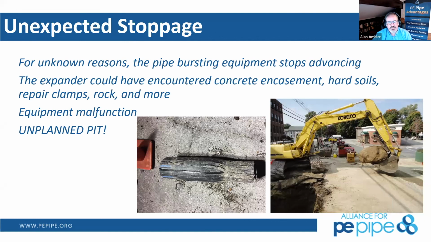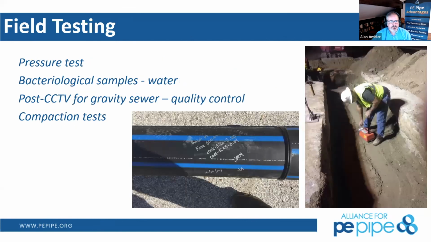So what you'll see here on the bottom right, of course, is a large boulder rock that simply cannot be pipe burst through or around, or you're not going to move that boulder through with the pipe bursting equipment. So it did become an unexpected pit as we go through.